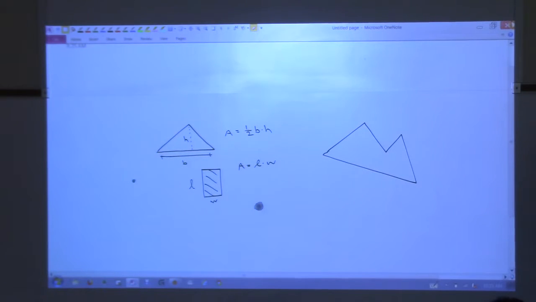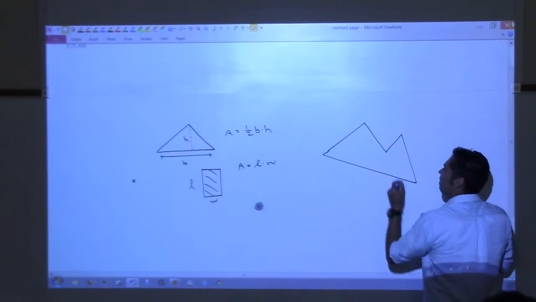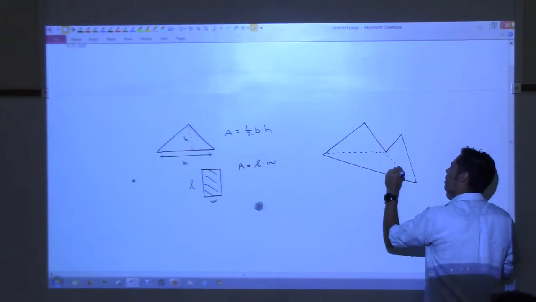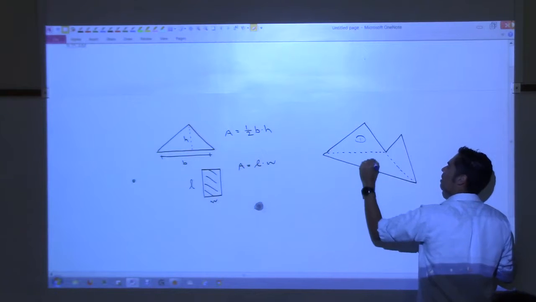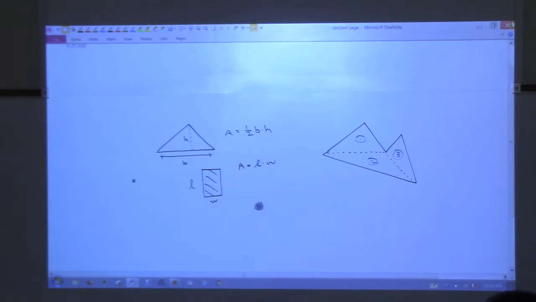So could we find the area of this? It's not a rectangle, it's not a triangle. But would we feel confident that we could figure out what the area of this is? You could just draw a bunch of triangles, right? You could maybe say, all right, I'm going to connect there to there and there to there, and you've got triangle 1, 2, and 3, and just find the area of those 3 triangles, and we're done, right?